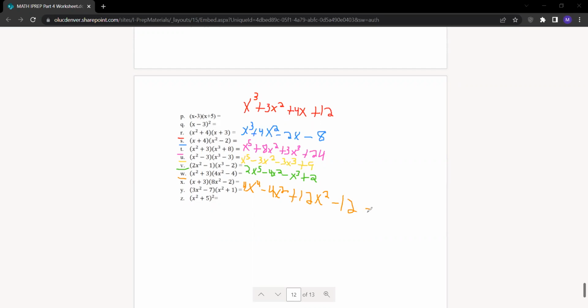And this one, we actually do have combined like terms, right? We have these right here. So we'll come up with 4x to the fourth plus 8x squared minus 12. So those are all of our example problems.